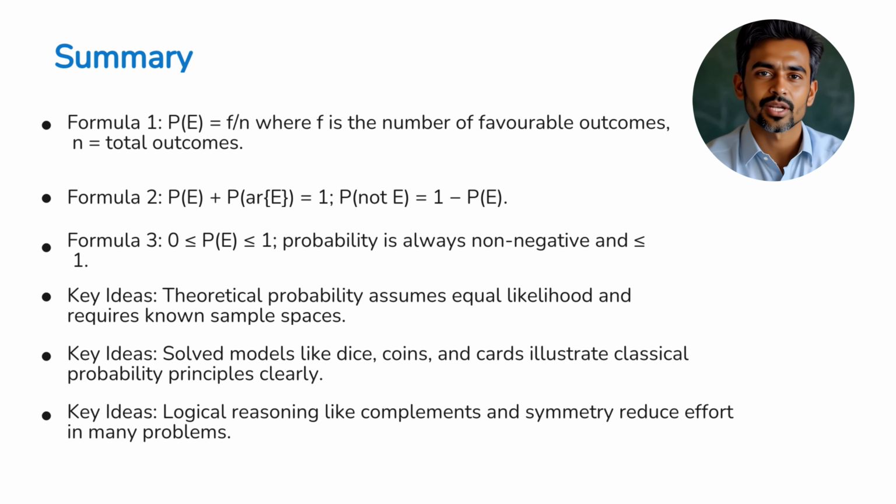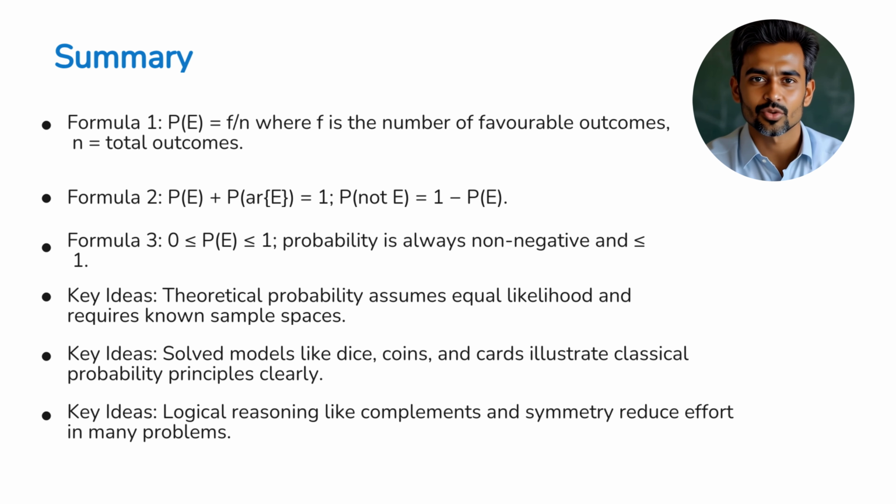Let's wrap up what we've learned today. First, the fundamental formula. Probability of event E is favorable outcomes F divided by total outcomes N. Next, the complement rule. Probability of E plus probability of not E equals 1. Equivalently, probability of not E equals 1 minus probability of E. Also remember, probabilities always range from 0 to 1.